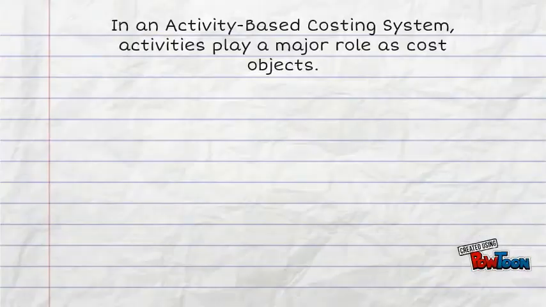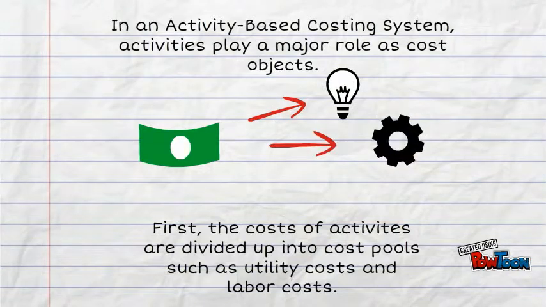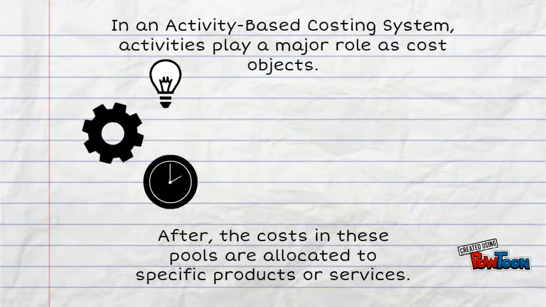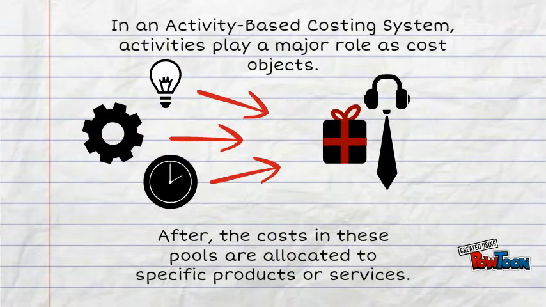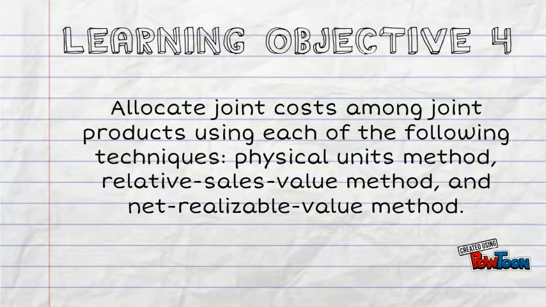In activity-based costing system, activities play a major role as cost objects. First, the costs of activities are divided up into cost pools such as utility costs and labor costs. After, the costs in these pools are allocated to specific products or services. Learning Objective 4. Allocate joint costs among joint products using each of the following techniques: physical units method, relative sales value method, and net realizable value method.